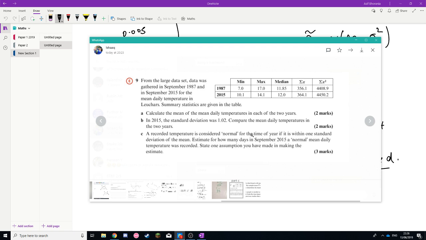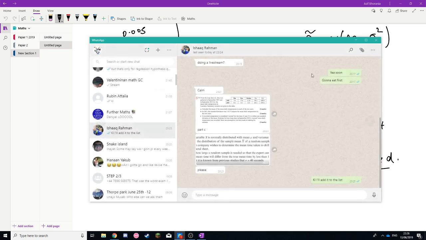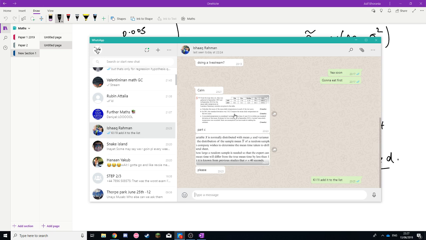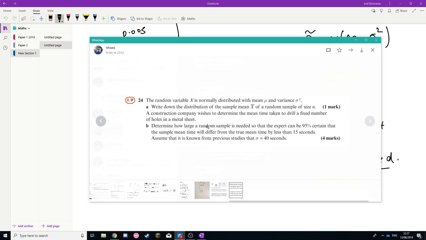September. Okay, bro, if you can send me your working out for part A and part B, I might need it for part C. I think I need to know the mean at least to be able to do this part. So if you can send me your working through WhatsApp, I'll do that. But for now, let me do this question fully.